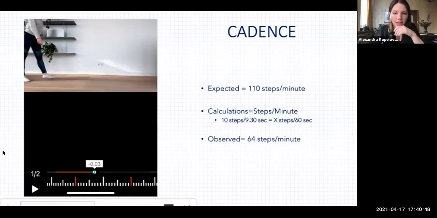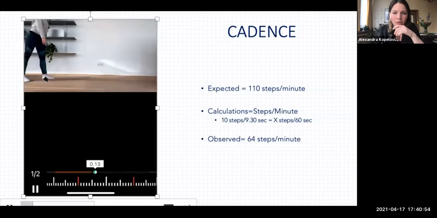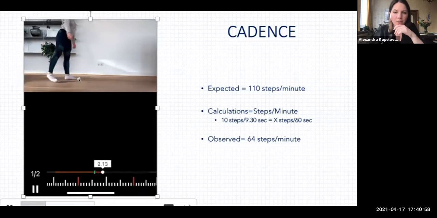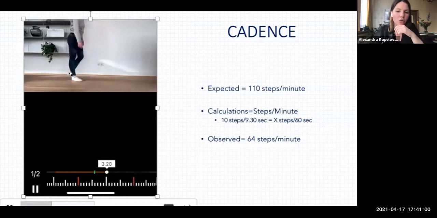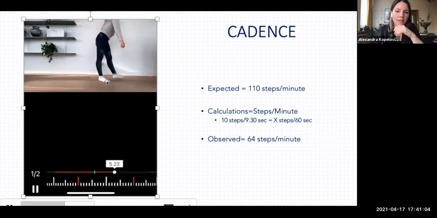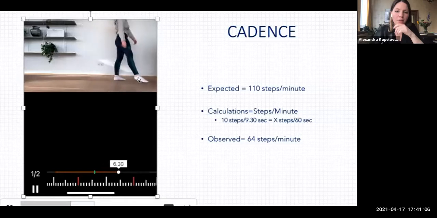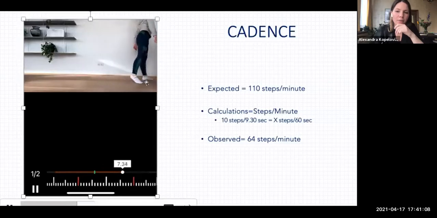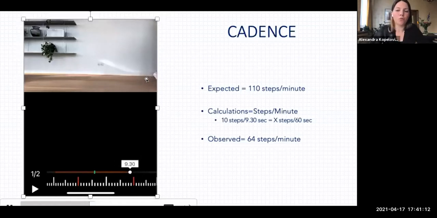So let's calculate the number of steps for the patient. Let's play this video. One step. I'm going to count strides: 1 stride, 2 strides, 3 strides, 4 strides, and 5 strides. So we can see 5 full strides here, which take 9.30 seconds.